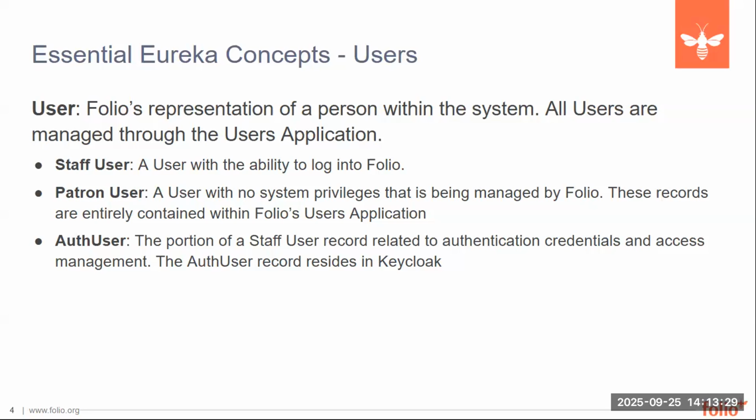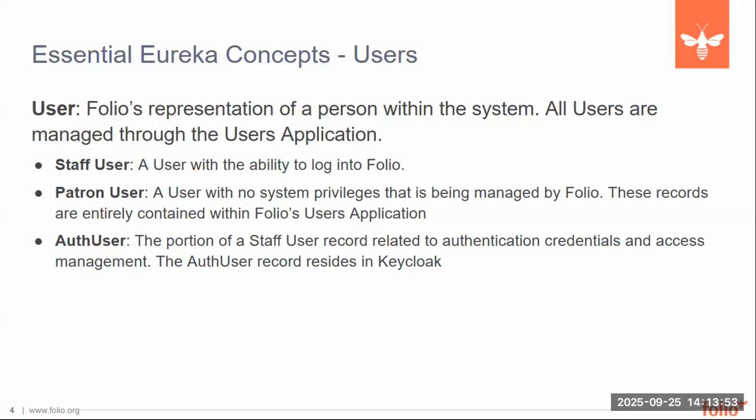In this model, we have essentially two types of users, generally speaking. There's the staff user, basically somebody who can log into Folio, somebody who has permissions and privileges. And you have patron users, who are really not users of the system. They're merely represented as data within the system. They're all stored in the user tables in Folio, but they are very distinct in that regard.